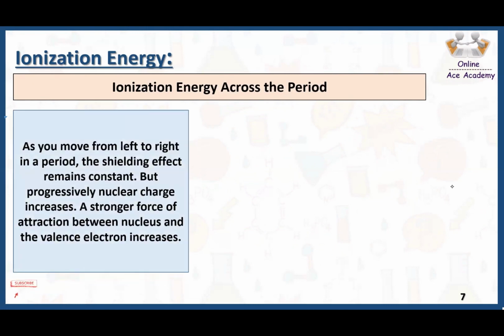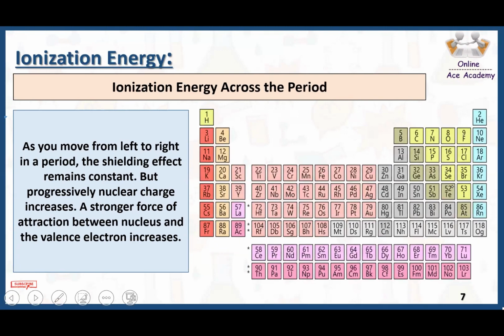Ionization energy across the period. As you move from left to right in a period, we know that the shielding effect remains constant, as we discussed in our previous lesson, but the nuclear charge increases, and due to this the hold of the nucleus on the electron will be greater, and as a result we will see an increase in the ionization energy. The ionization energy of carbon is more than the ionization energy of beryllium.